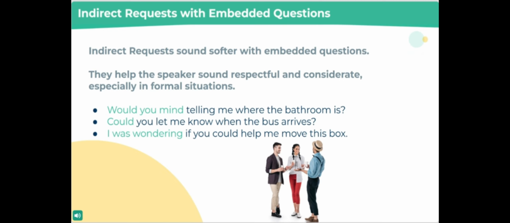Have a little listen. Would you mind telling me where the bathroom is? Could you let me know when the bus arrives? I was wondering if you could help me move this box.